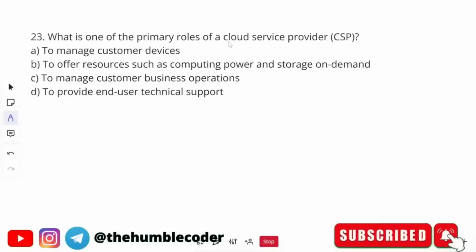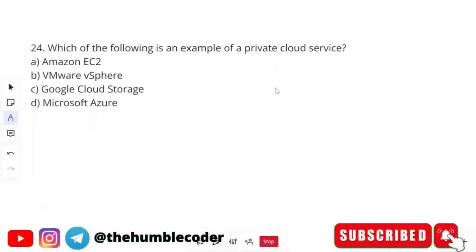What is one of the primary roles of a cloud service provider, that is CSP? Let's see the options that we have. First option is to manage customer devices. Option B is to offer resources such as computing power and storage on demand. Option C is to manage customer business operations, and option D is to provide end user technical support. The correct answer in this case is going to be option number B, that is to offer resources such as computing power and storage on demand. That is the main primary role of a CSP, that is cloud service provider. Moving on to our next question now.